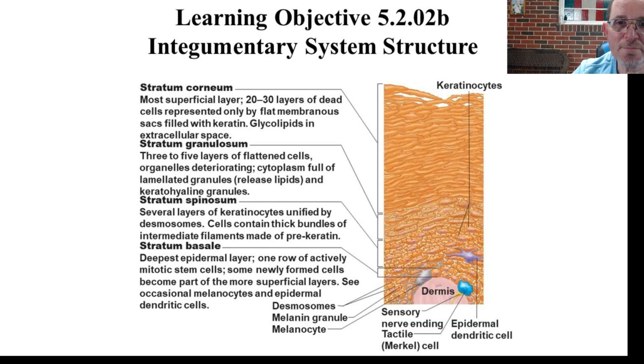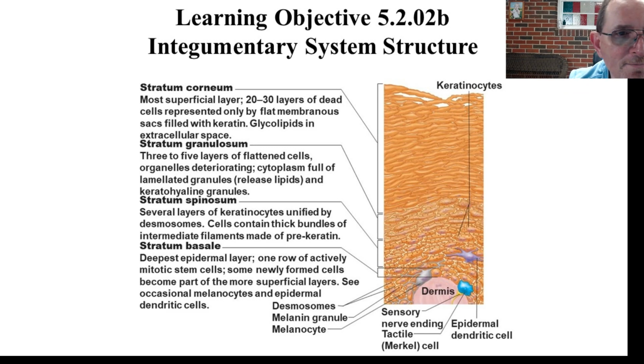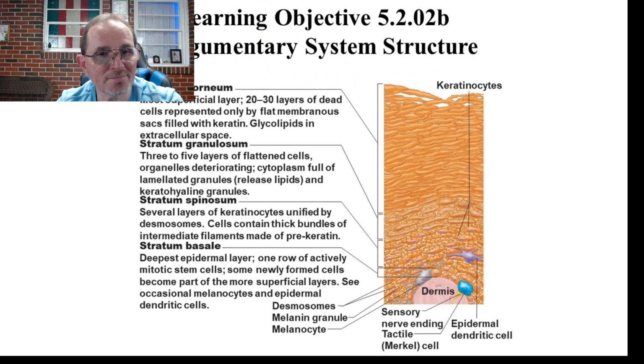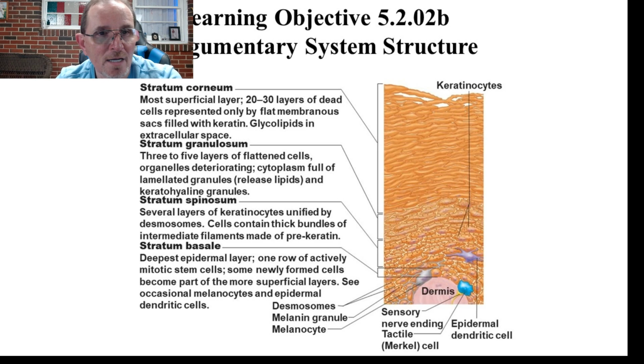Okay, let me make sure I move myself. Okay, guys, there are 4 layers in skin, except the skin on your palms and on the soles of your feet. I'm going to move over here so I get out of the way. Oh, that didn't help. Which has 5 layers.